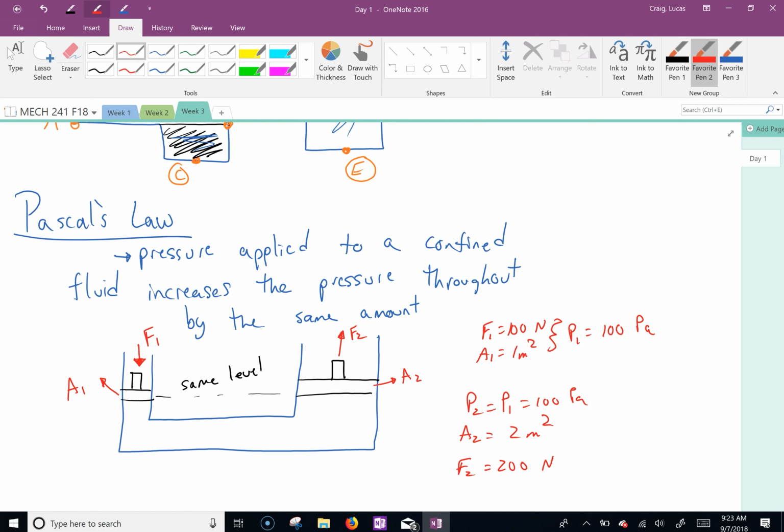So this is how they lift cars, hydraulics, whatever. In fluid power, this is the stuff you're really going to focus on, learning how to do some of that. So that's Pascal's law, very, very important, and they use it a lot.